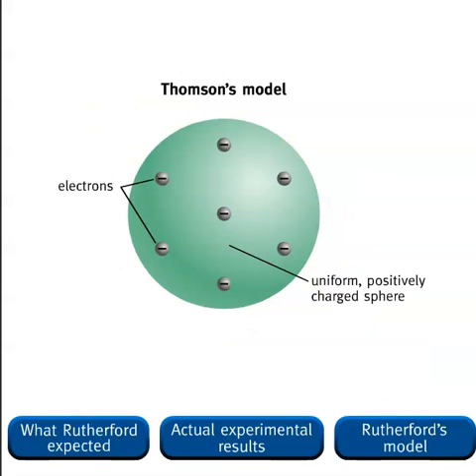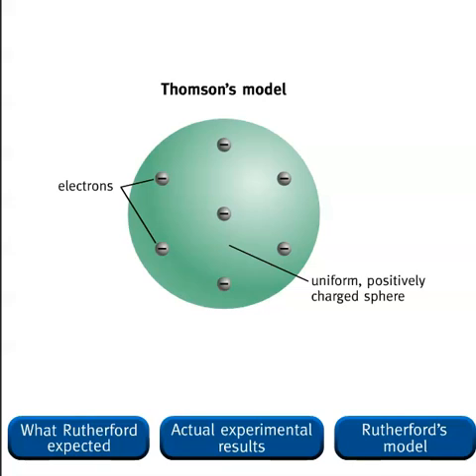In the early 1900s, J. J. Thomson proposed that an atom was a uniform sphere of positively charged matter in which electrons were embedded. This model is sometimes called the plum pudding model. Electrons are embedded in a sphere of positive matter, similar to raisins in plum pudding.